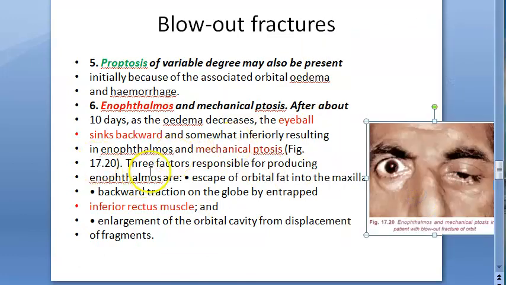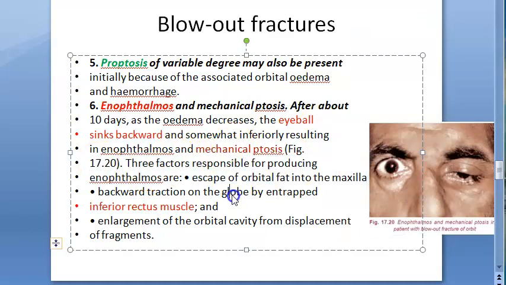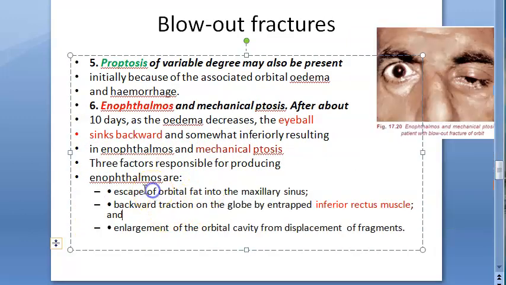Okay. Three factors responsible for producing enophthalmos are, so there are three factors which cause this enophthalmos. Orbital fat escaping into the maxillary sinus. That means through the floor, the fat has gone into the maxillary sinus, at least on this side, right? So that is one of the reasons. The fat has gone into the maxillary sinus.